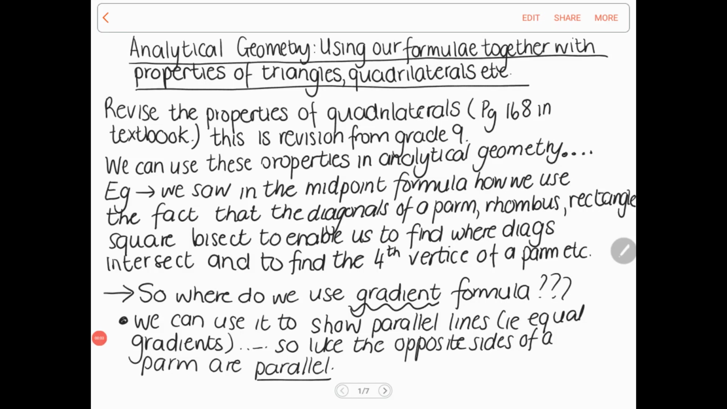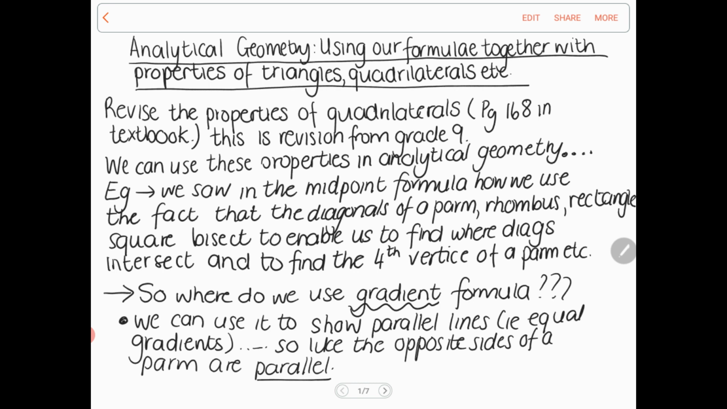Right, so we're going to be using analytical geometry to prove shapes of parallelograms, rhombuses. We're going to be using the formulas to help us with shapes. So these are all applications that we're looking at.